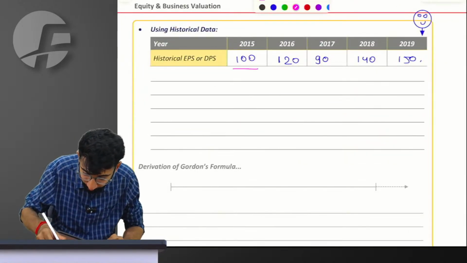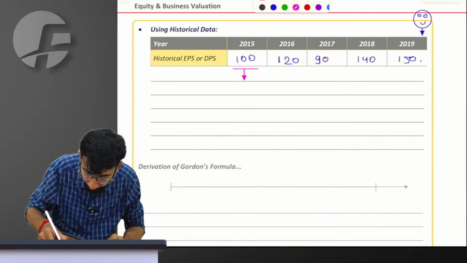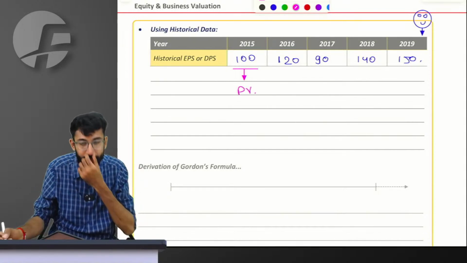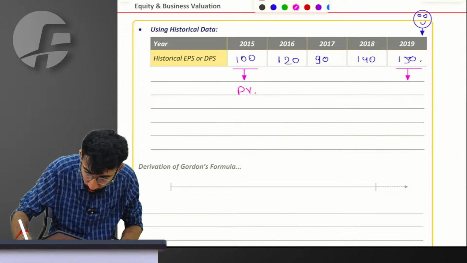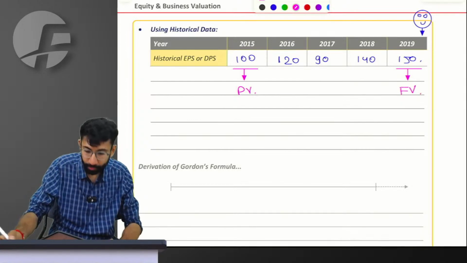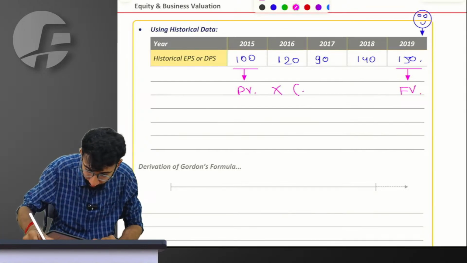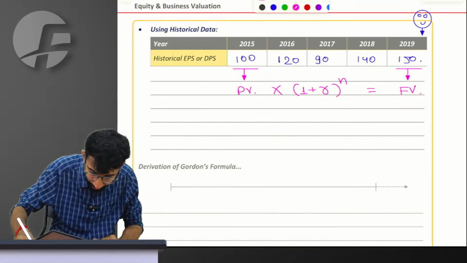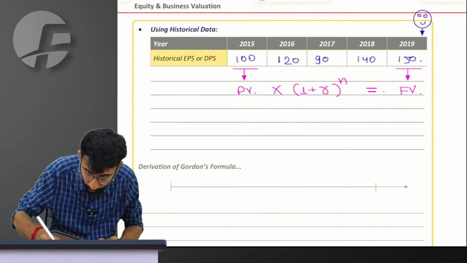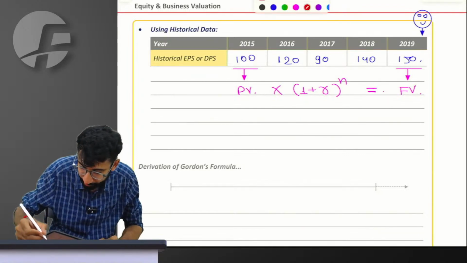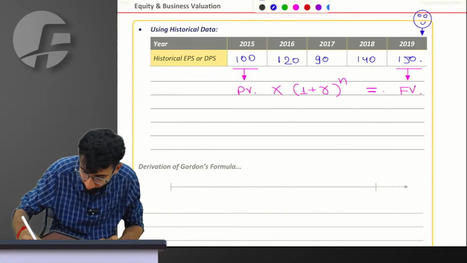Do you agree that this to you is a present value? Do you agree this to you is a future value? And do you agree present value into 1 plus a particular rate to the power n is future value? How much is my n in this case?